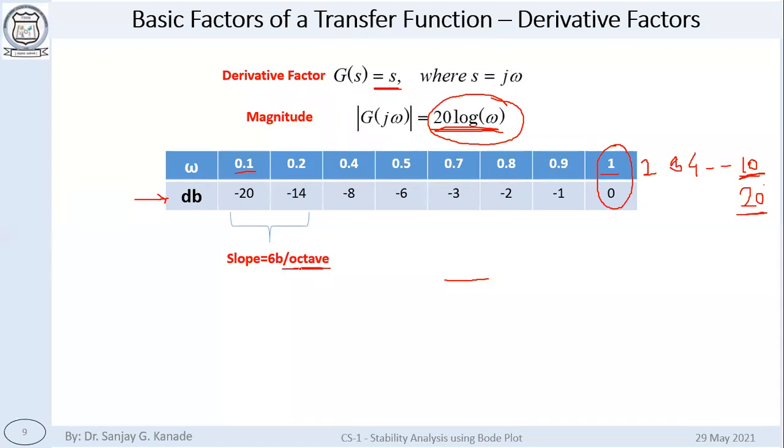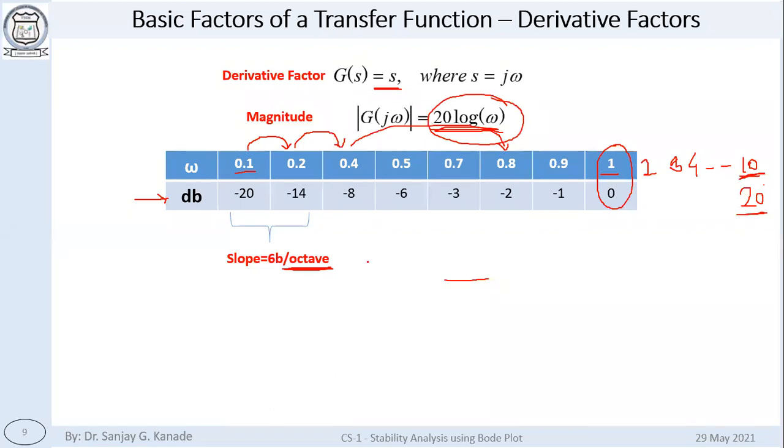Now, one more thing that I want to show you here. Octave or octave bands. Sometimes you may have heard this word octave. Octave is a particular arrangement where the frequency gets doubled. So 0.1 to 0.2, this is doubled. 0.2 to 0.4, this is doubled. 0.4 to 0.8, this is doubled.